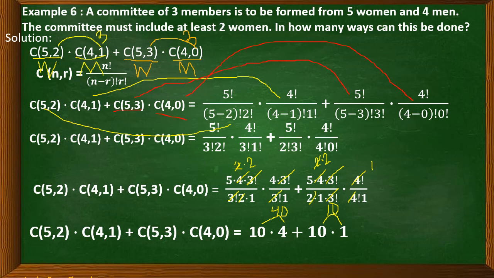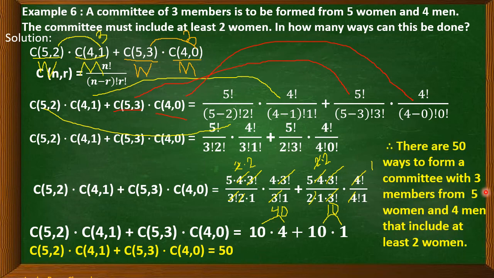So therefore, we have to add the 2. So 40 plus 10 is equal to 50. Therefore, there are 50 ways to form a committee with 3 members from 5 women and 4 men that include at least 2 women.